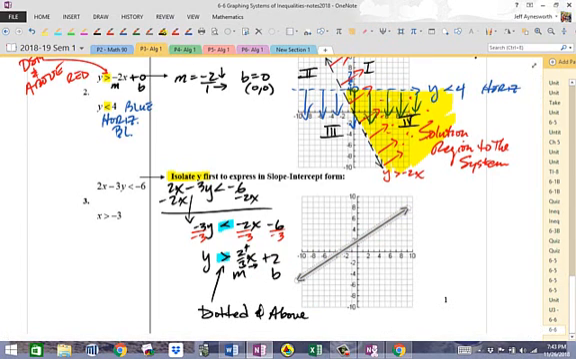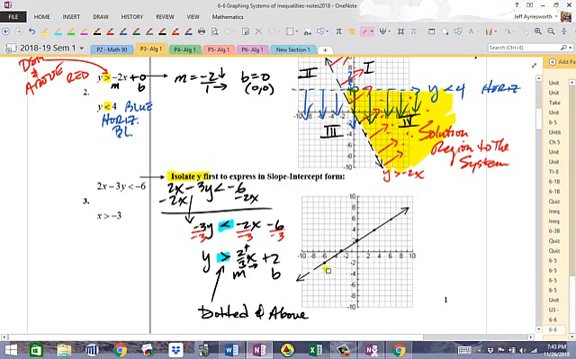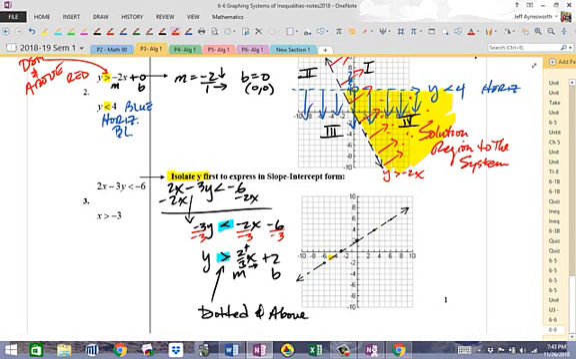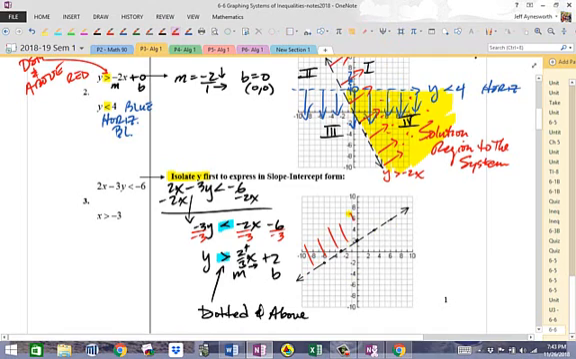And then go ahead and make it dotted. Why? Because the solutions are not on the boundary line here. And graph above, because it's greater than. So we go dotted and above. So the first one's in red.